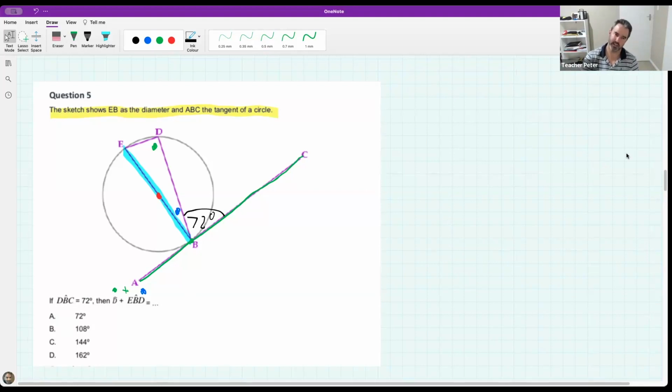I'll give you a little hint. The theorem that is most useful here will be the tan chord theorem. So, sorry, not the tan chord theorem, the tan radius theorem. So the tangent and the radius will always have a 90-degree relationship. So what is the size of the blue angle?